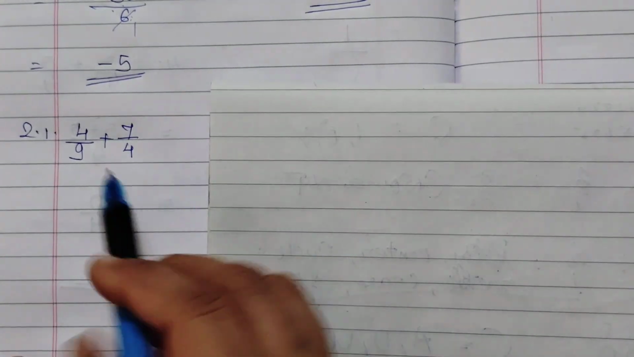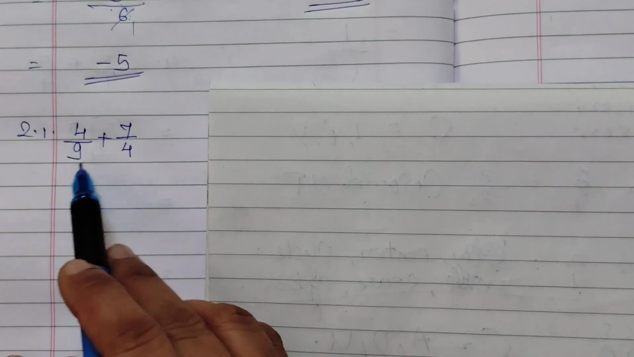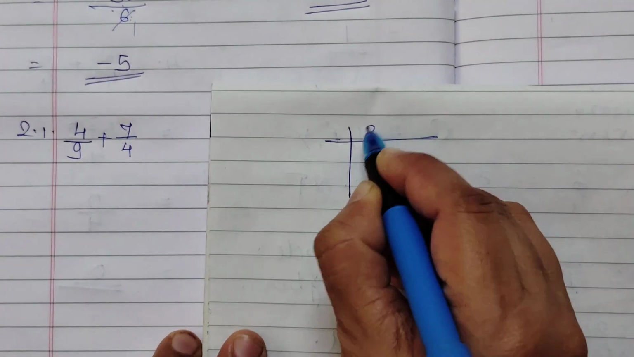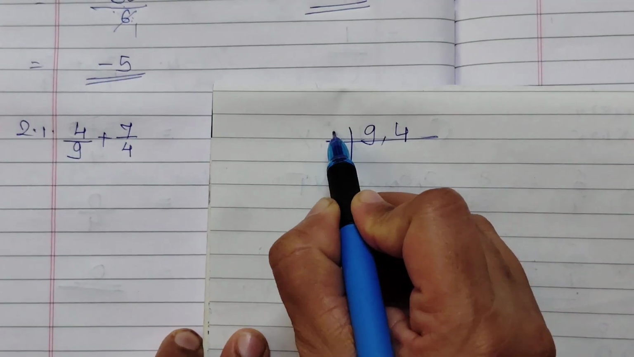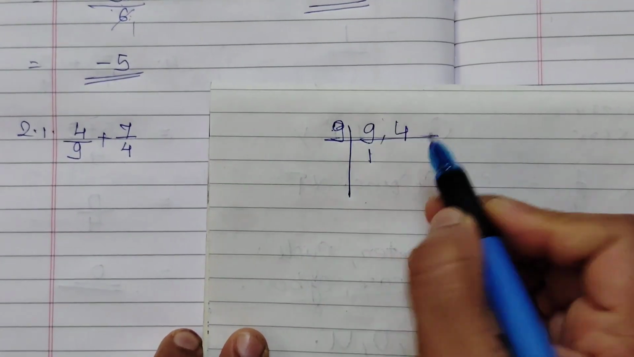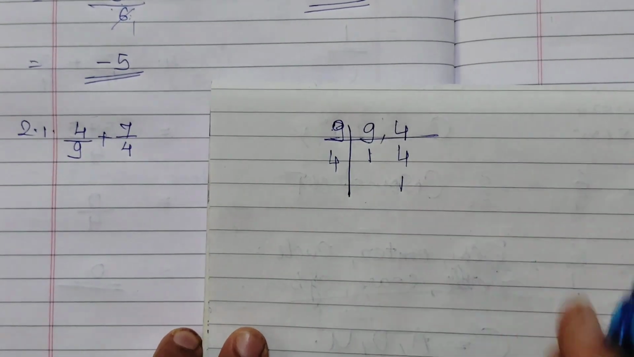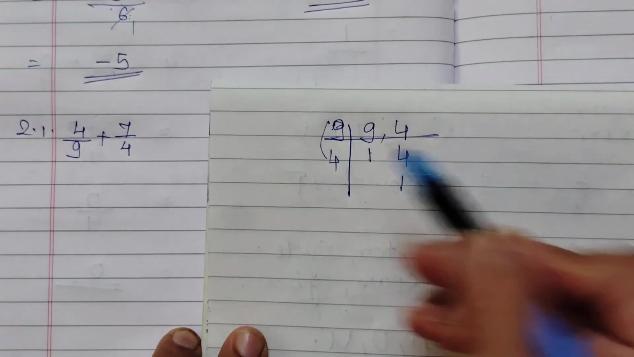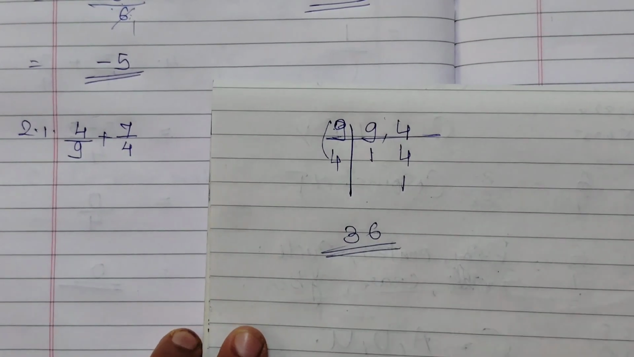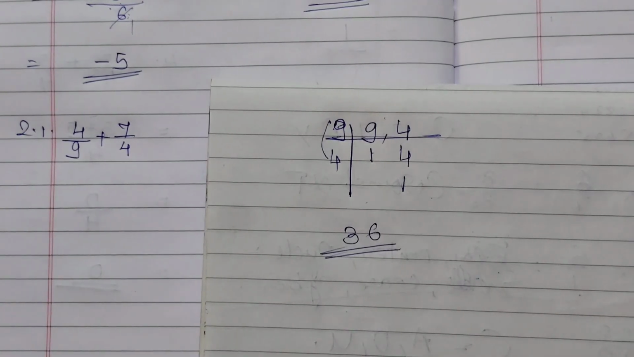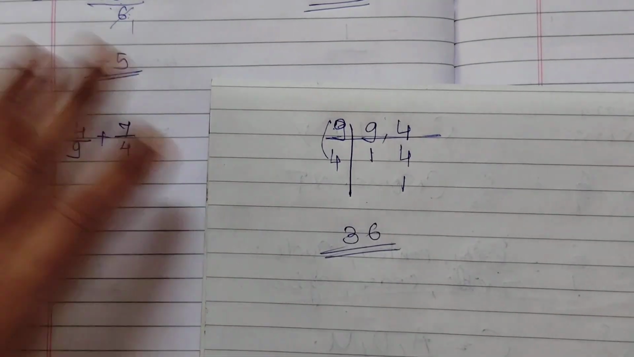Okay, so see here, denominators only we have to take, 9 and 4. So 9 and 4. 9 ones are 9 and 4 comes down. 4 ones are 4 directly. Okay, so what is 9 fours? 9 fours is 36. Okay, so we have to bring the denominator up to 36.